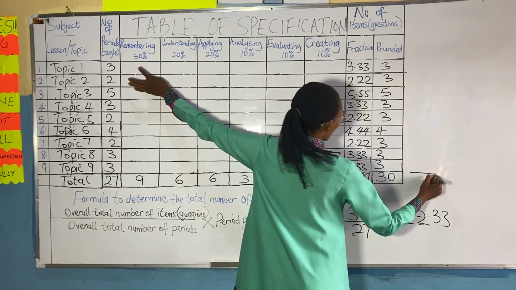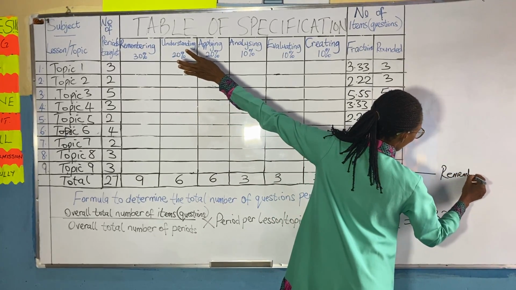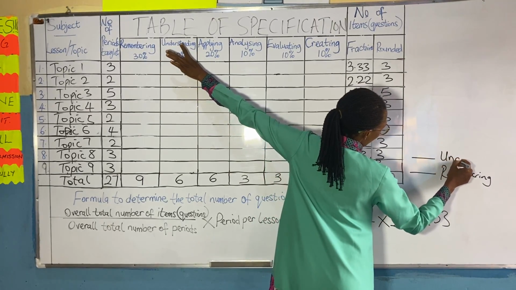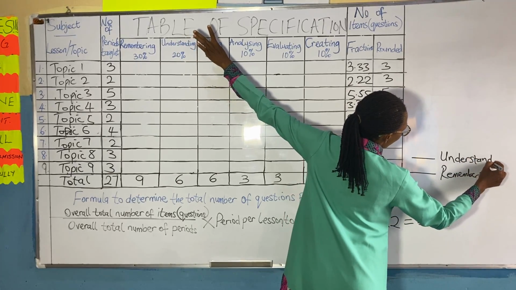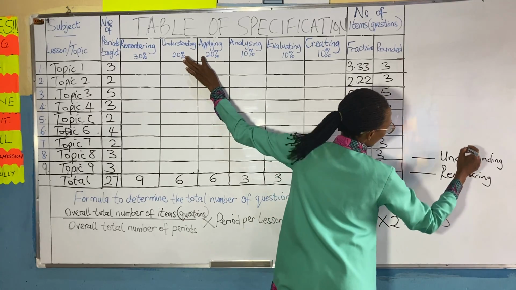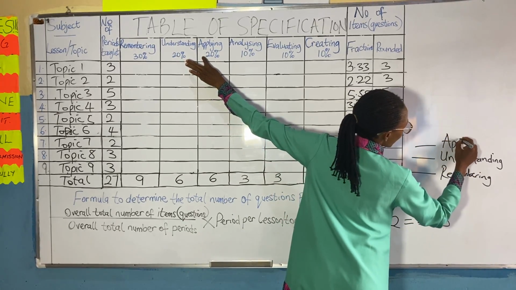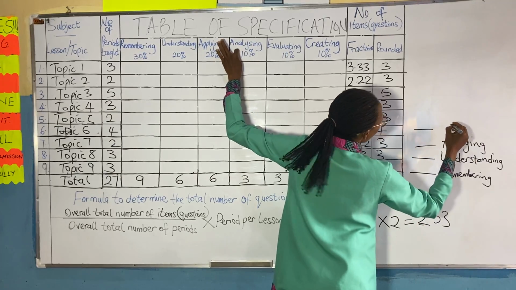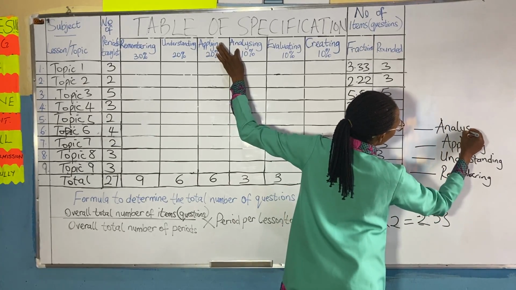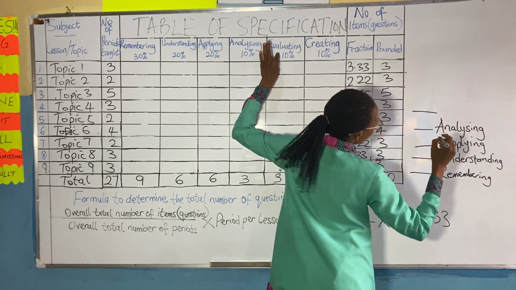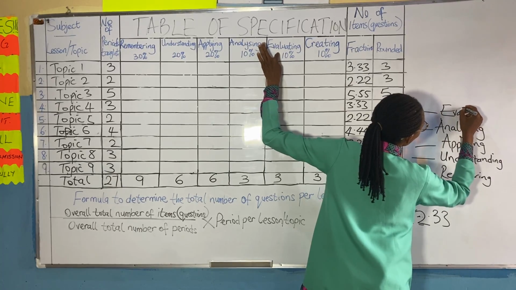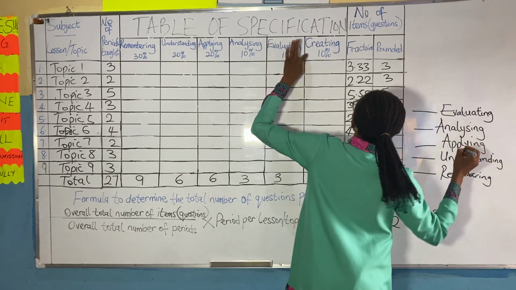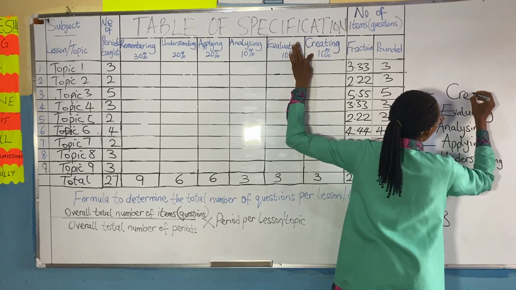This is the first step of the ladder, which is remembering. The second step of the ladder, you are going higher: understanding. The third step of the ladder, applying. The fourth step of the ladder, you are going higher now: analyzing. The fifth step of the ladder is evaluating. And the sixth step of the ladder is creating.